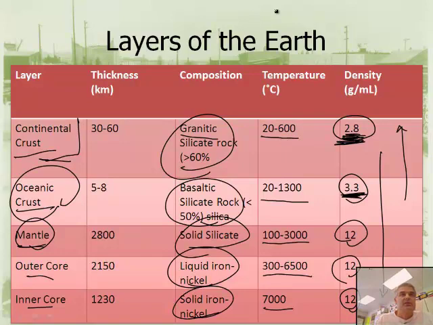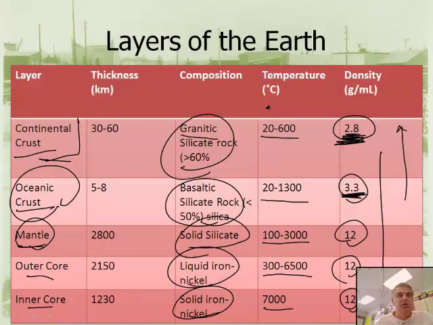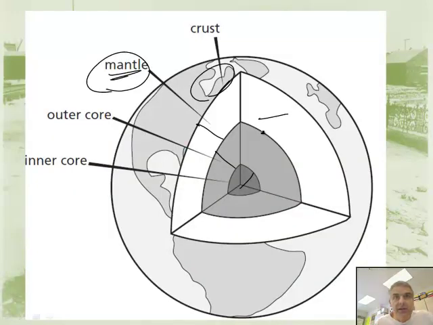What would be nice to do is, on your chart, next to the mantle, say what makes it up and what its temperature is. So take this chart and put it onto this picture. There you go. So you could say iron and nickel right here, and iron and nickel here. We're running out of space here, but you get the idea.